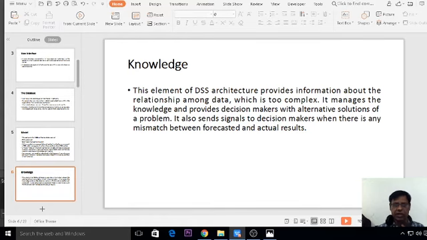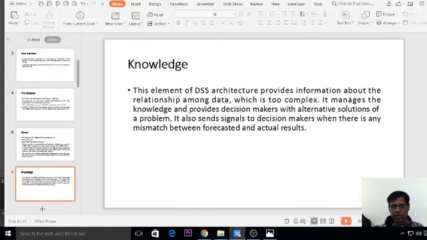It manages the knowledge and provides decision makers with alternative solutions of a problem. See, there are so many models, so the particular relative model we have to select. Through these alternative solutions, we have to take a particular model.